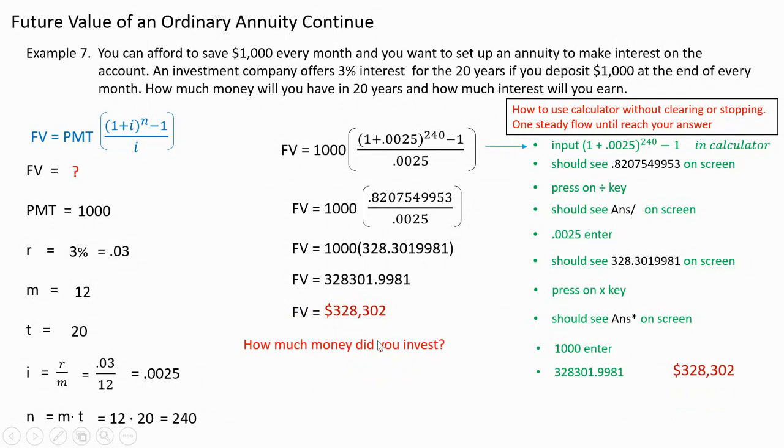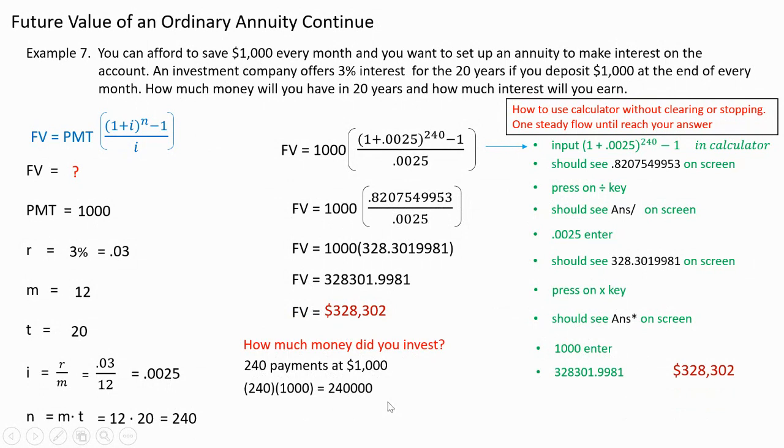So how much money did you invest? Okay. So again, how do we find this? How much money did you invest? So how many payments are there? 240 payments, right? So there were 240 payments. And how much were you paying a month? 1,000, right? So 240 payments times 1,000. So that's how much money came out of your pocket, 240,000.